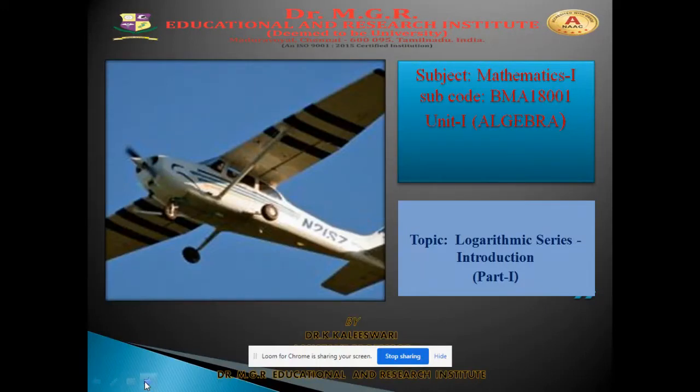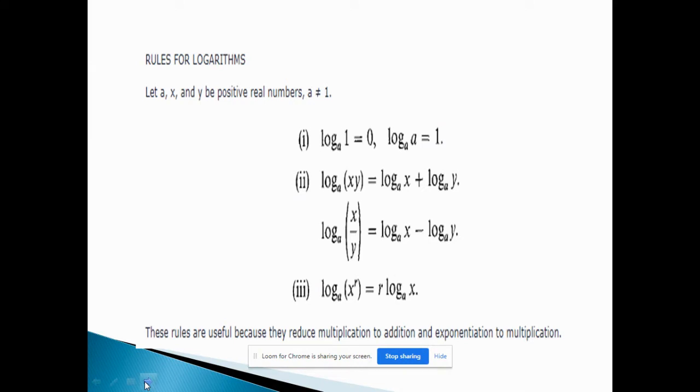Good morning, students. Today we will discuss the logarithmic series. Before that, we will discuss some basics of logs.